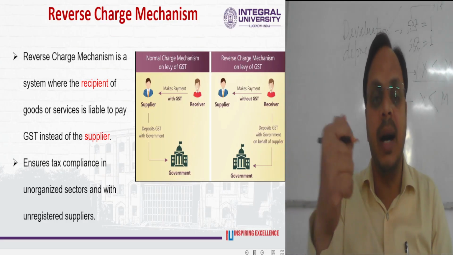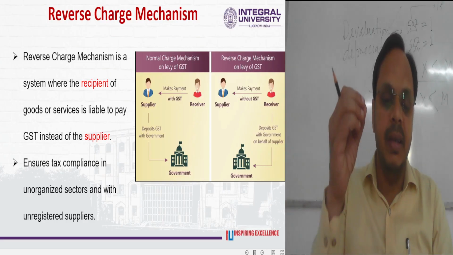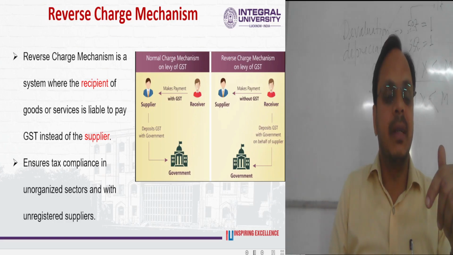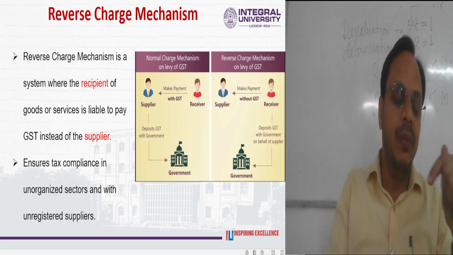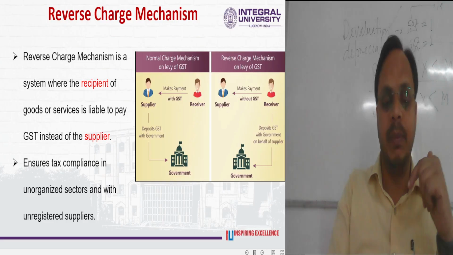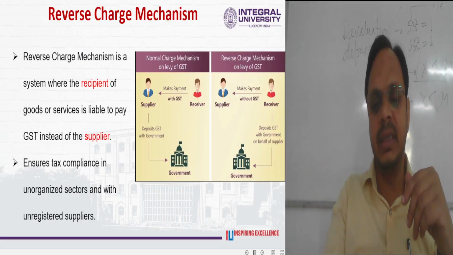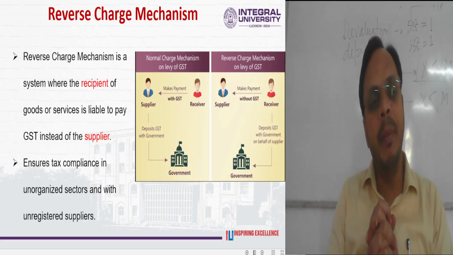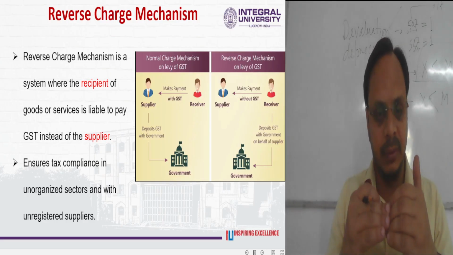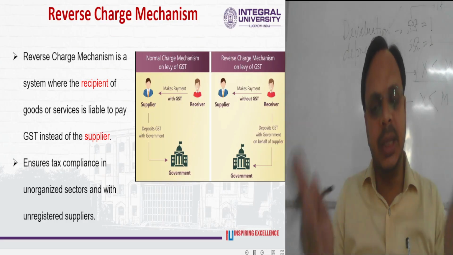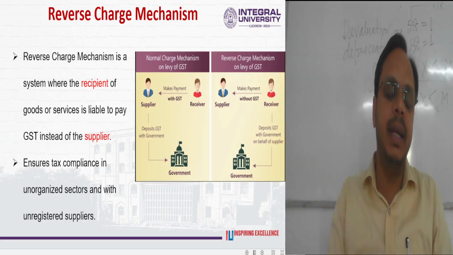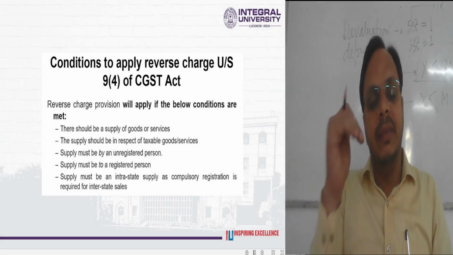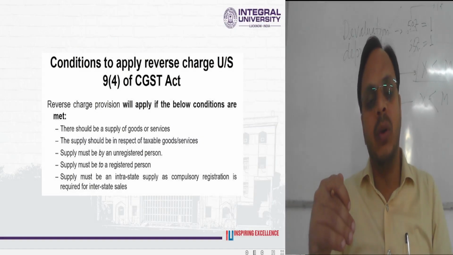So RCM, reverse charge mechanism, has a very important aspect under the Goods and Service Tax. It ensures tax compliance in the unorganized sector and with unregistered suppliers. In the normal course, the registered supplier pays the GST to the government, but in the case of an unorganized sector or unregistered supplier, the receiver pays the GST to the government. Now, the conditions to apply reverse charge under section 9 subsection 4 of CGST.